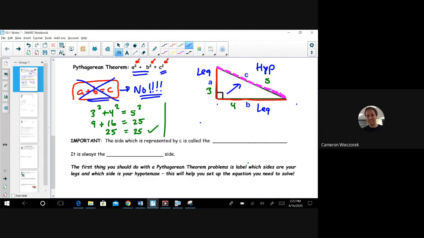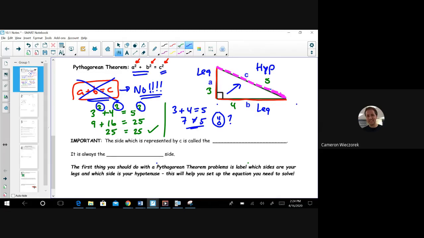But then let's just say that you were thinking, well, what if I just get rid of these little squares? Would it still work? Does 3 plus 4 equal 5? No. 7 does not equal 5. Not true. Okay? So it only works if you square them.